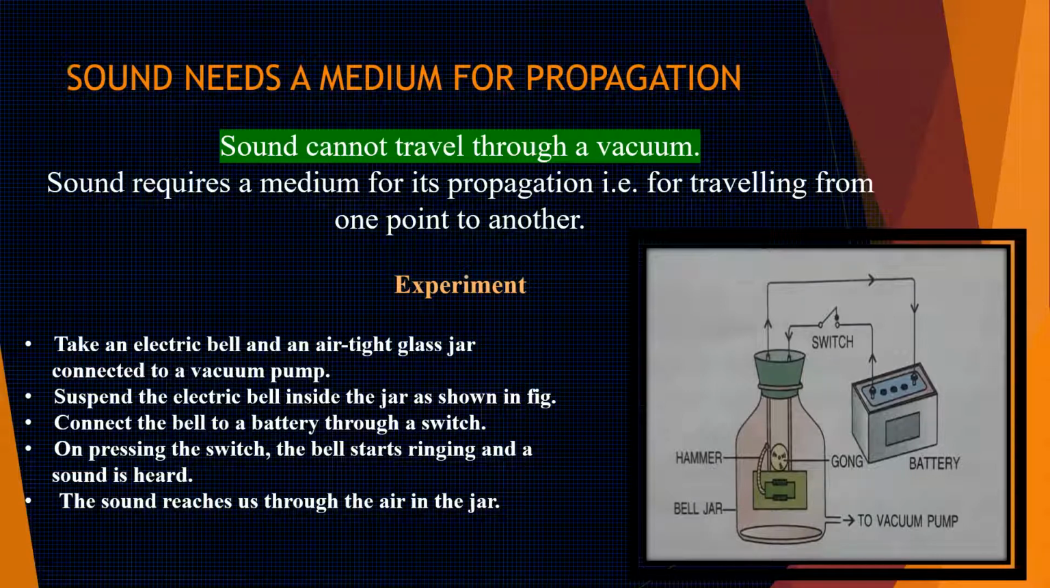As shown in the diagram, we will first see what all are the requirements for our experiment. We have to take an electric bell and an airtight glass jar connected to a vacuum pump. We have to suspend the electric bell inside the jar as shown in the diagram and then connect the bell to a battery through a switch. On pressing the switch, the bell starts ringing and a sound is heard. The sound reaches us through the air in the jar.